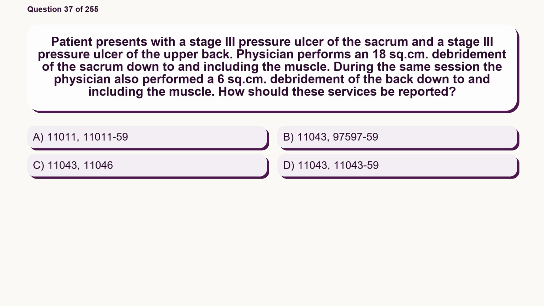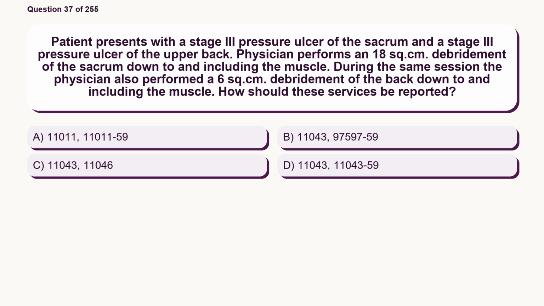Patient presents with a stage 3 pressure ulcer of the sacrum and a stage 3 pressure ulcer of the upper back. Physician performs an 18 sq cm debridement of the sacrum down to and including the muscle. During the same session, the physician also performed a 6 sq cm debridement of the back down to and including the muscle. How should these services be reported?